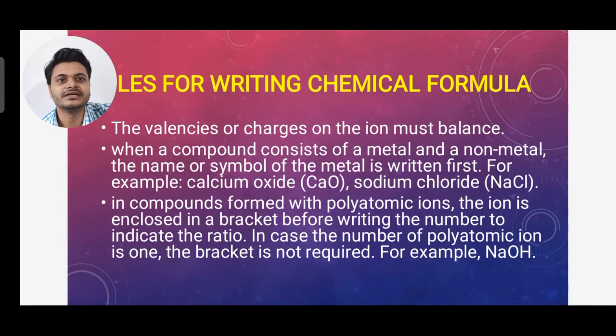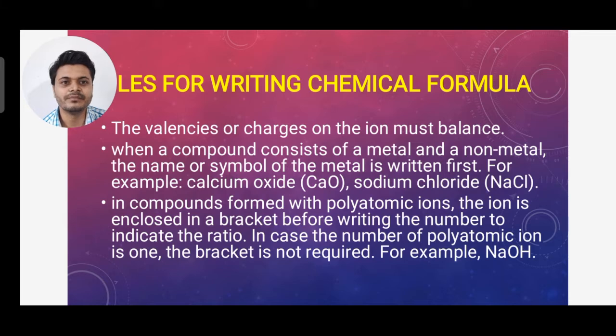Next, how to write a chemical formula. The valencies or charges on the ions must balance. Next, when a compound consists of a metal and a non-metal, the name or symbol of the metal is written first. For example, calcium oxide, that is CaO, and sodium chloride, that is NaCl.